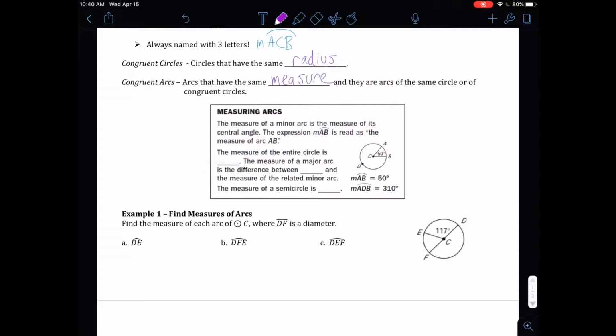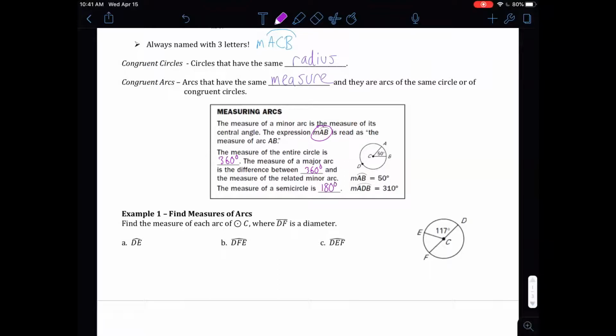All right, so let's use this one. Okay, so measuring arcs. The measure of a minor arc is the measure of its central angle, and the expression measure of arc AB is read as the measure of arc AB, like we talked about. The measure of the entire circle. How many degrees is an entire circle? Yeah, it's going to be 360. So the measure of a major arc is the difference between 360 and the measure of the related minor arc. And the measure of the semicircle is going to be 180, like we talked about.